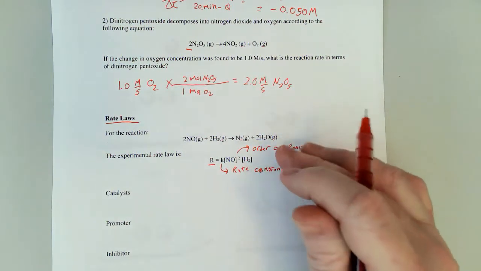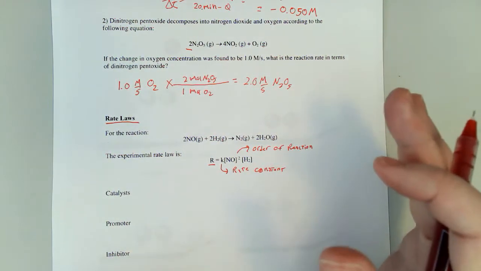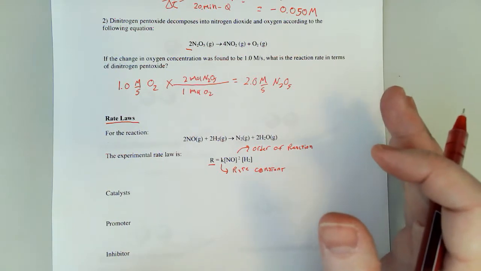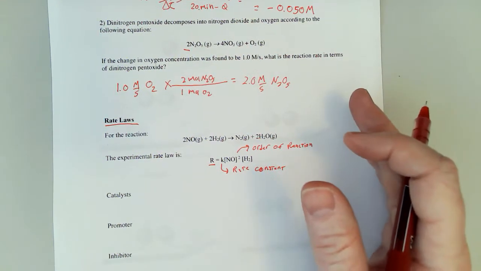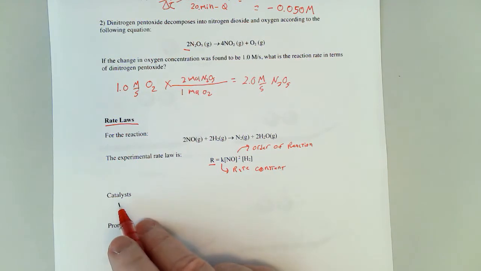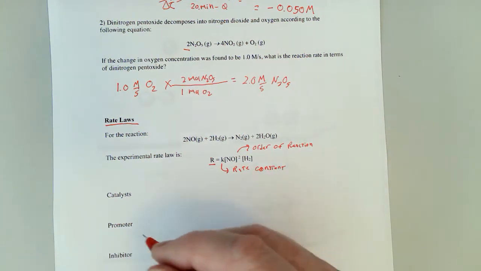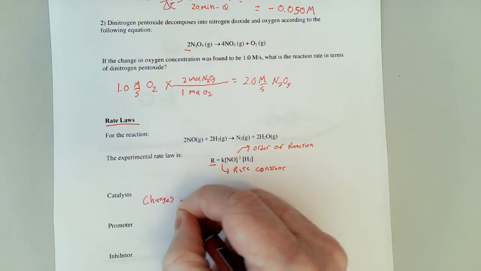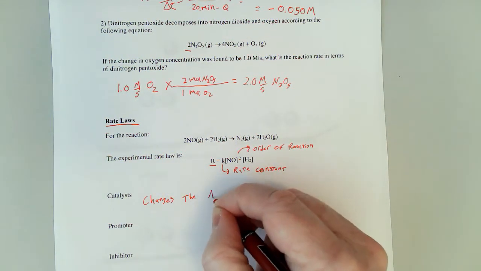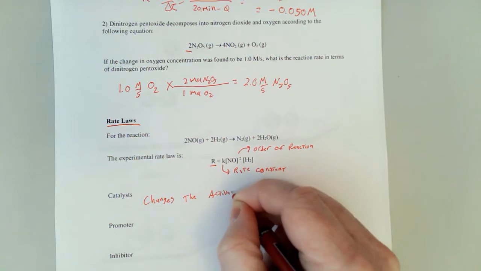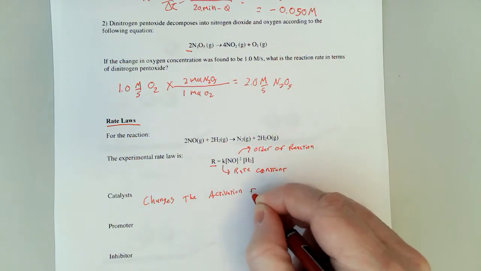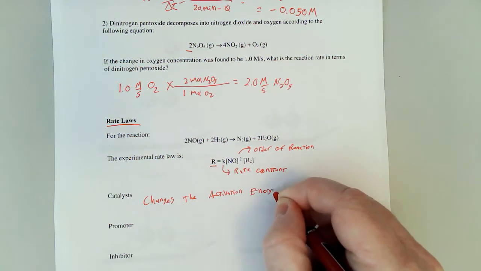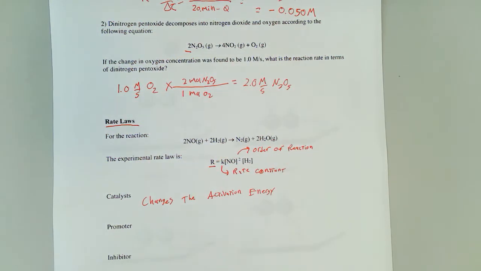Now, we can affect reaction rate without actually changing the rate law. We talk about catalysts a lot. Now, what a catalyst does is it changes the activation energy. We also like to say it provides a lower energy pathway.